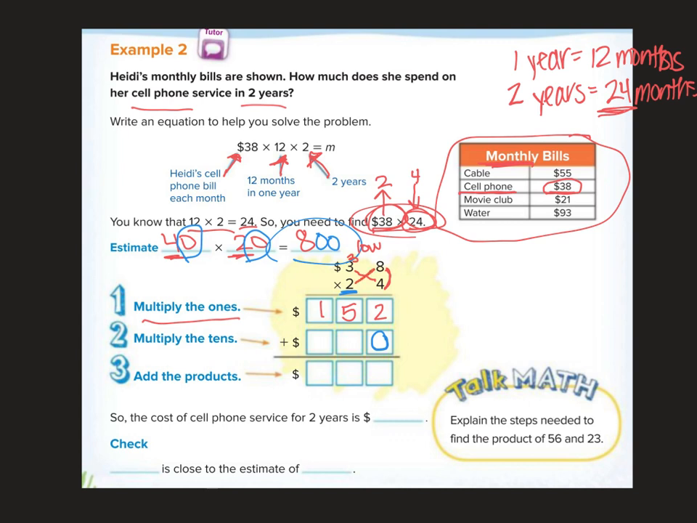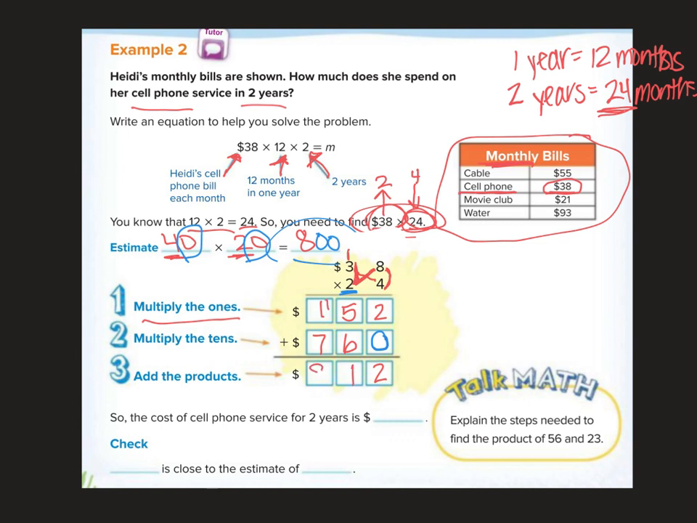2 times 8 is 16. I'm going to cross off this 3 so I don't get messed up by it. Okay, 2 times 8 is 16, so I need to regroup my 1, put the 6 on the bottom. 2 times 3 is 6, plus 1 more is 7. Okay, let's add. 2 plus 0 is 2. 5 plus 6 is 11.